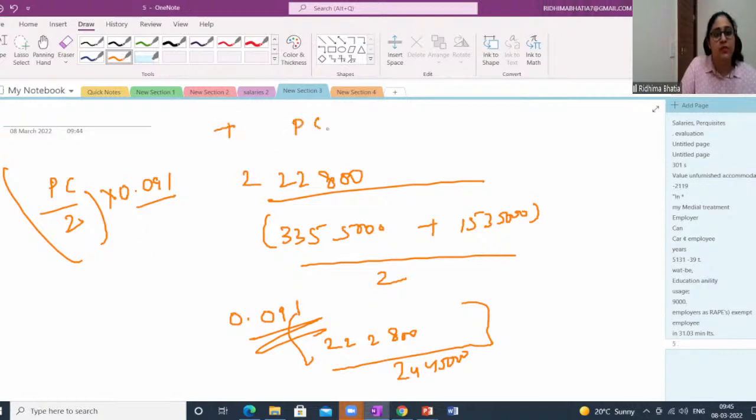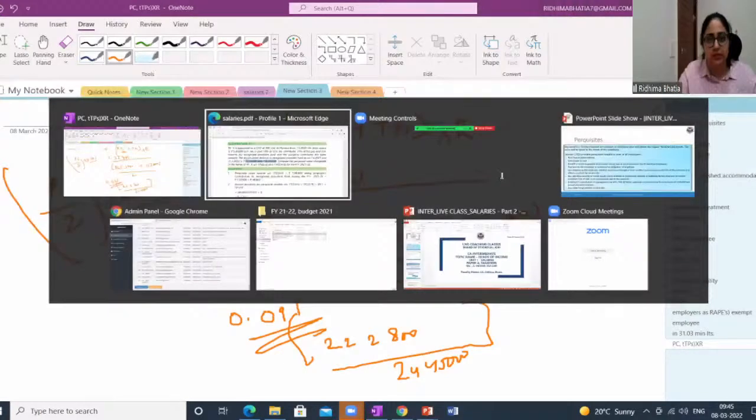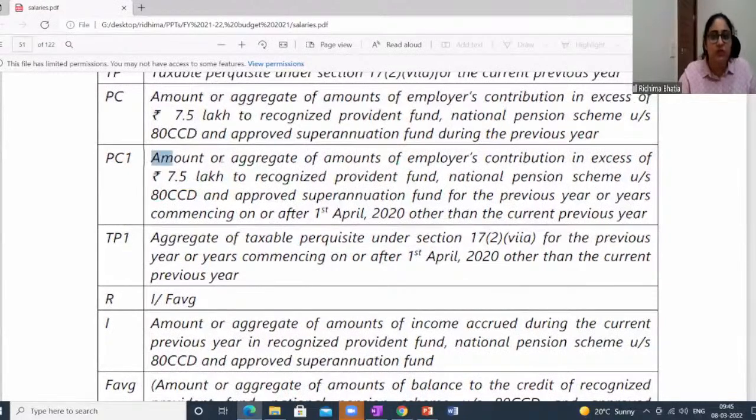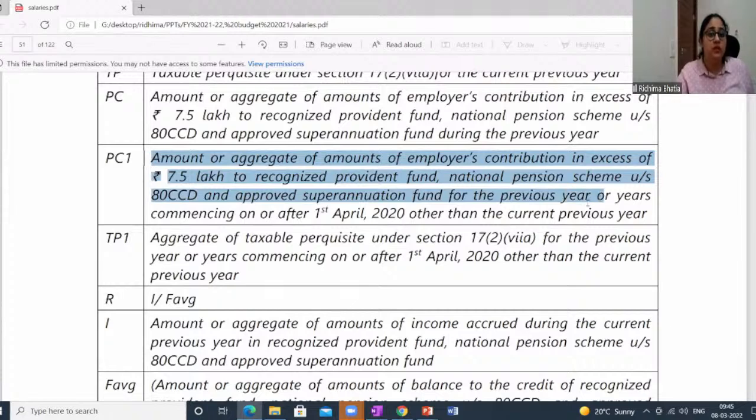But what about the remaining part? PC1 plus TP1 into R. PC1 is previous years. I'll read it from here. PC1 is the amount or aggregate of the amounts of employers' contribution in excess of 7.5 lakhs to RPF, NPS and superannuation fund for the previous year or years commencing on or after 1st April 20, other than the current previous year. So from 1st April 20 till the immediately preceding previous year would be your PC1, where the contribution is more than 7.5 lakhs.